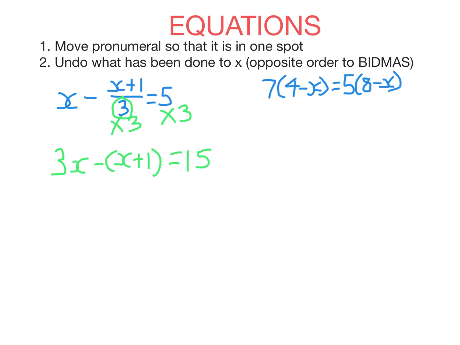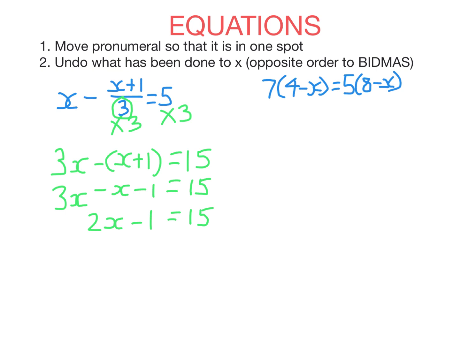I want to get x into one spot, so what I'm going to do is expand the brackets. I'm going to distribute the minus to the x and the 1. So I get 3x minus x minus 1 equals 15. And now I collect like terms. 3x minus x is just 2x. So first goal is now achieved. x is in one spot.